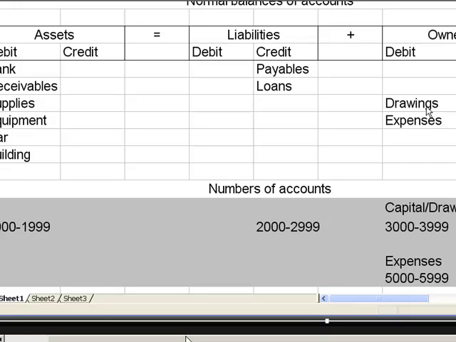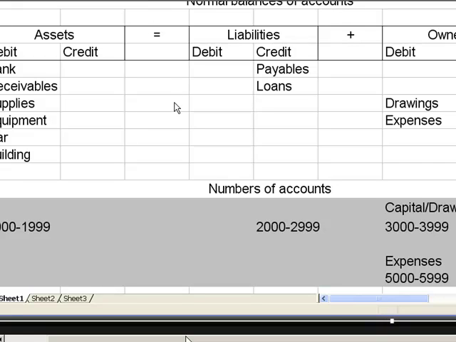The third one that we're introducing is drawings. Listen, the owners need to live as well. And typically, in a small business, the owner has to take money out of the business in order to live, to eat, right, to pay their own mortgage, etc. So when they take money out, we know that bank is going to be credited. What's going to be debited is drawings. So drawings and expenses will reduce the owner's equity. Okay, so those are the three new accounts.